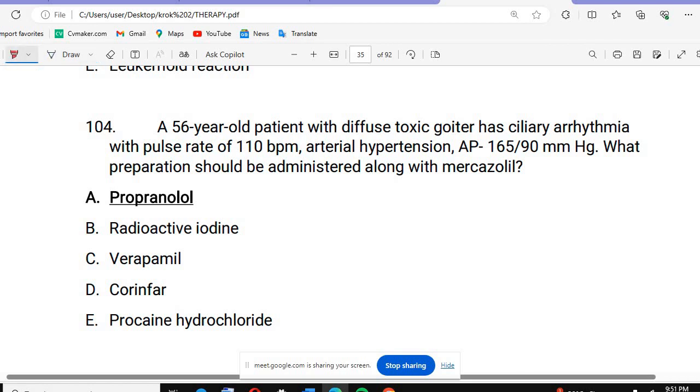So there is a 56-year-old patient with diffuse toxic goiter, atrial arrhythmia with a pulse rate of 110, and arterial hypertension. What preparation should be administered along with mercazolil?